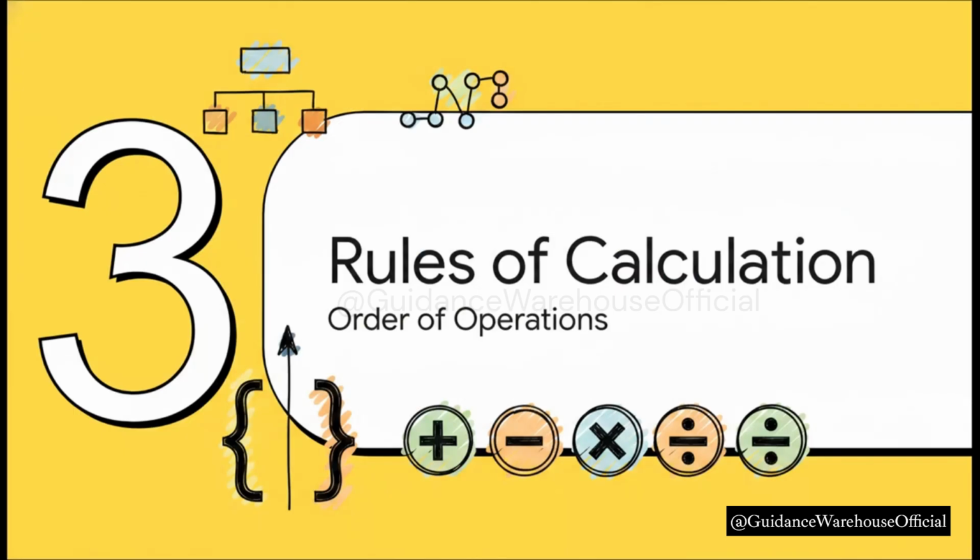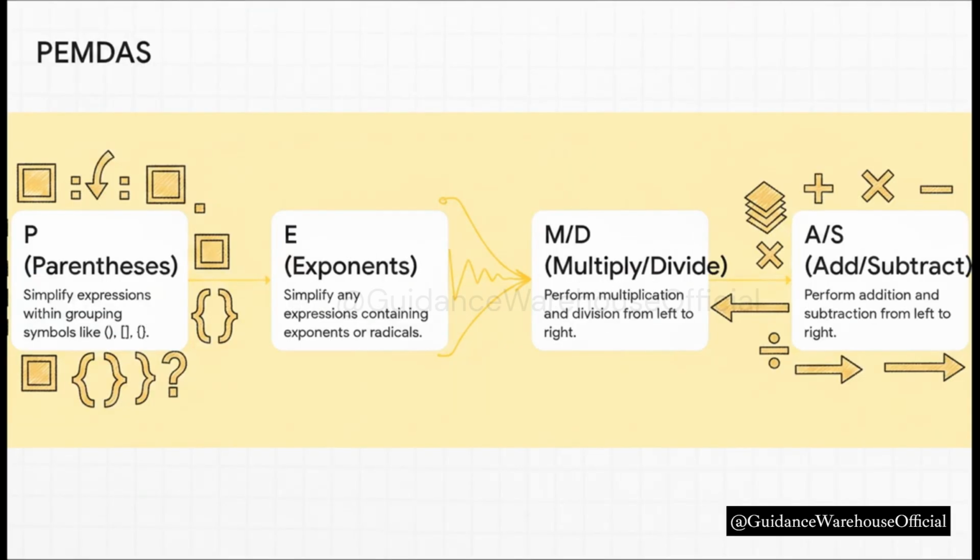So we've got our words, our numbers. Now it's time to learn the grammar. We need a set of rules that make sure a math sentence means the exact same thing to me, to you, and to anyone, anywhere in the world. And that universal grammar is called the order of operations. You probably remember it as PEMDAS.